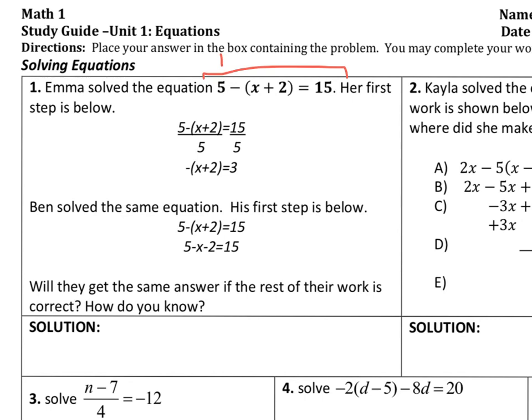Emma, she realized that she had to move the 5 over, so she divided 5 on both sides. That's odd, because this is not being multiplied on anything. It's just a 5 hanging out there. So really what you should have done is subtracted 5 to both sides.